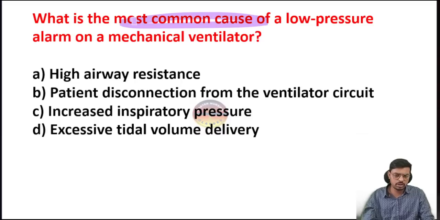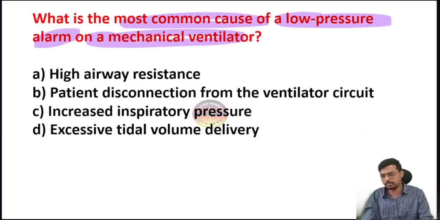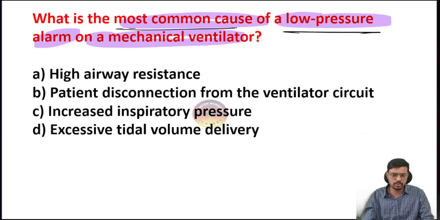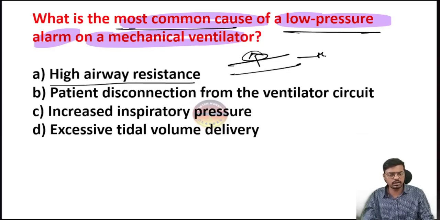What is the most common cause for the low pressure alarm on mechanical ventilators? On the mechanical ventilator, we are getting the low pressure alarm. So what is the most common cause? Option A, high airway resistance. But if the resistance in the airway or in the tubing is increased or high, we will get the high pressure alarm, not the low pressure alarm. I am eliminating option A.